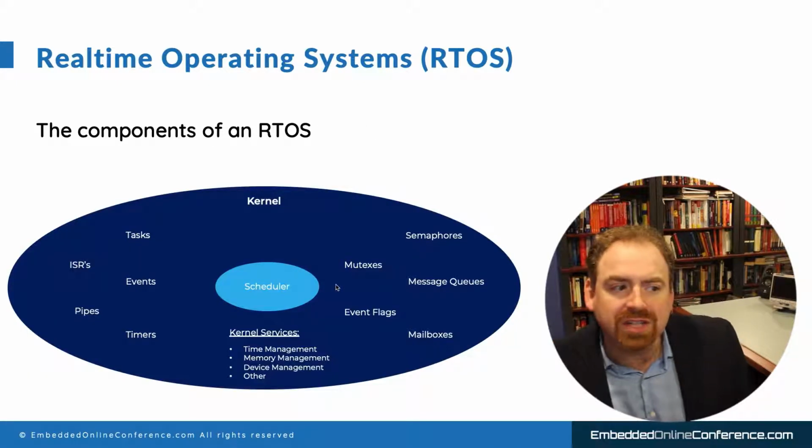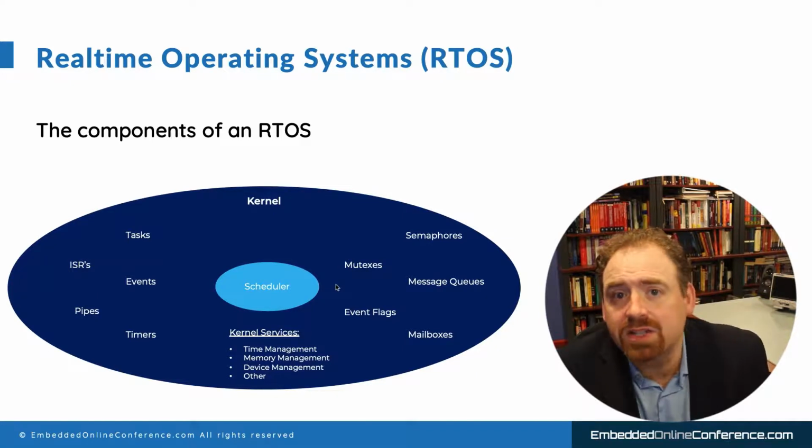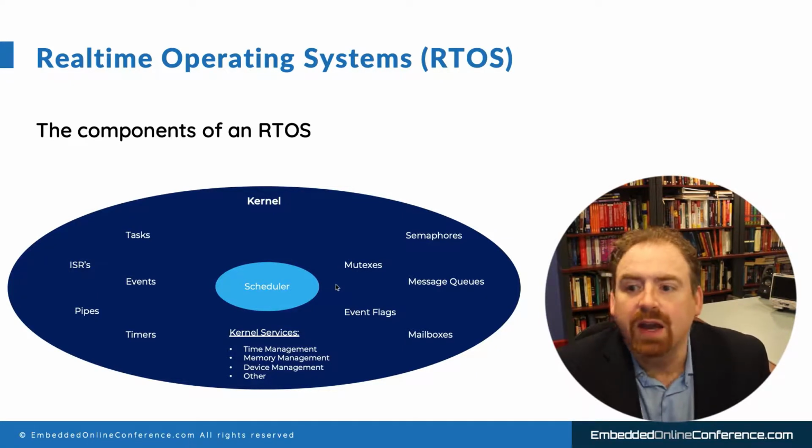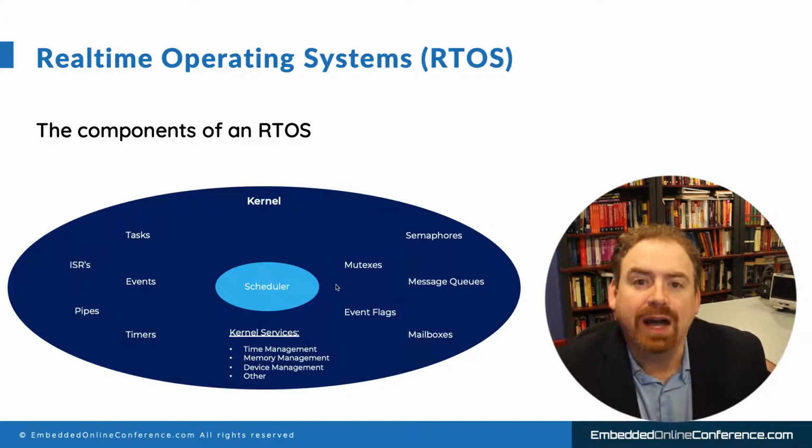Now, the RTOS itself, that kernel, contains several different types of components that make architecting our system much easier, to be honest. So usually a kernel will include the ability to create tasks, which are essentially semi-independent programs that are running on the processor.